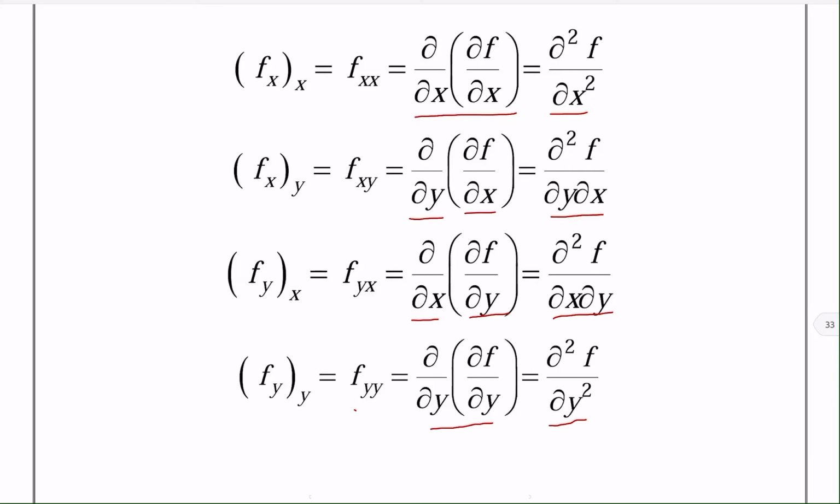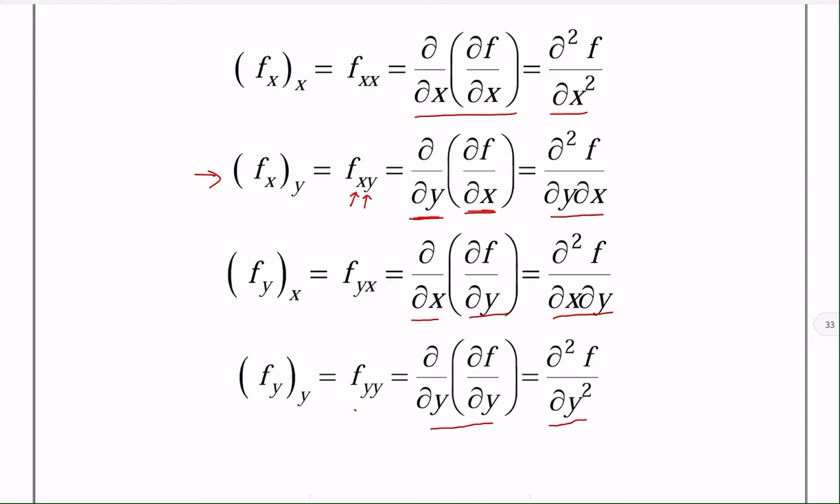Okay, remember this part here. If you obtain fxy, meaning that we differentiate x first, and then we differentiate it again with respect to y. Same goes for this one, meaning that we differentiate y first, and then we differentiate it with respect to x. Meaning that we differentiate y first and then we differentiate x again, the second one.